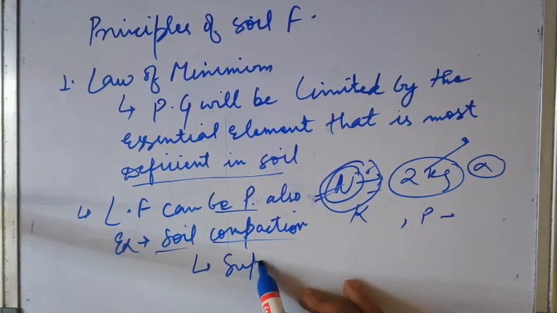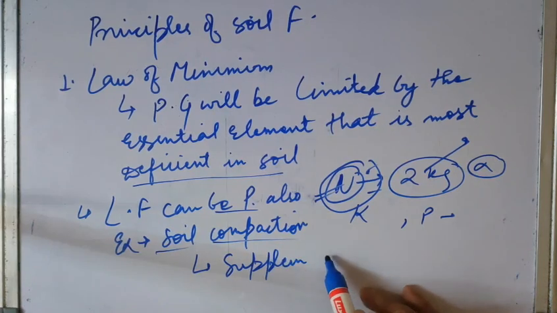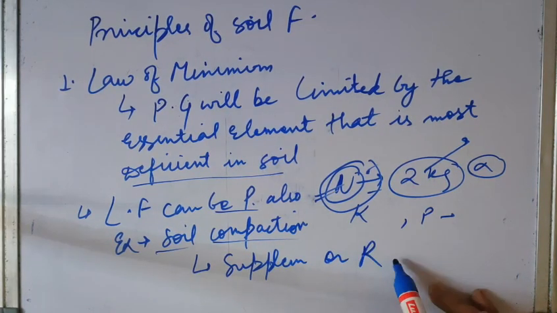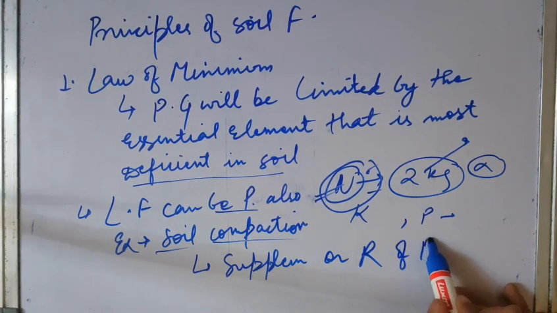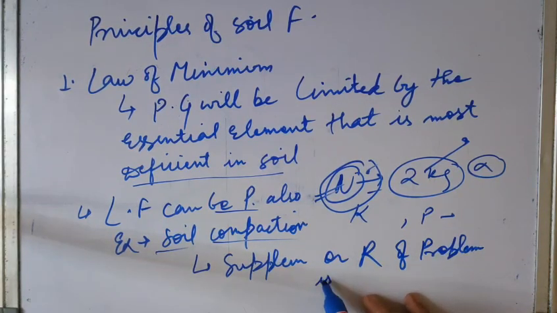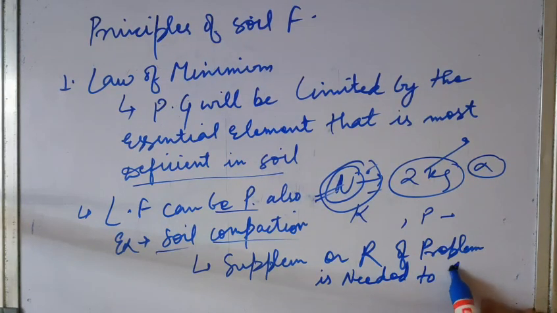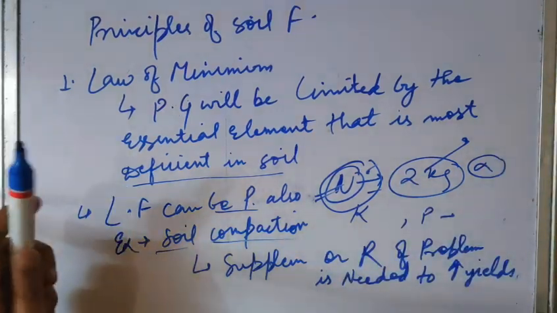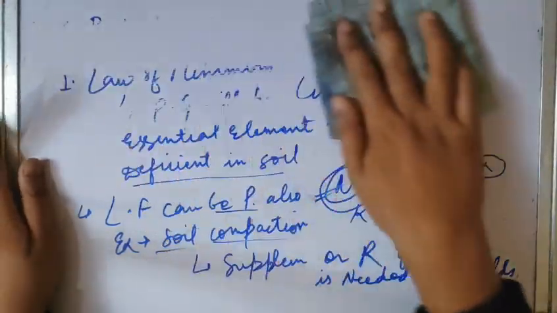So what we need to do: supplementation or reclamation of the problem is needed to increase yields. So this was the law of minimum. Hope you all understand it.